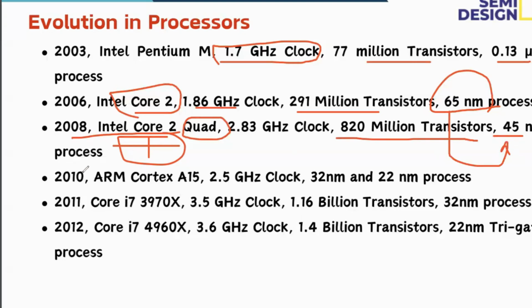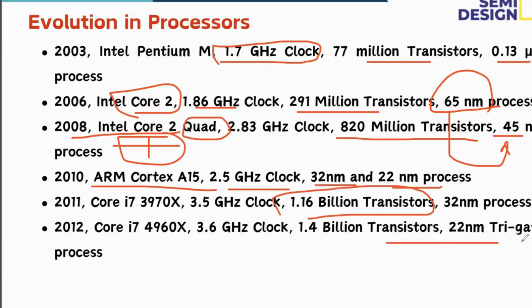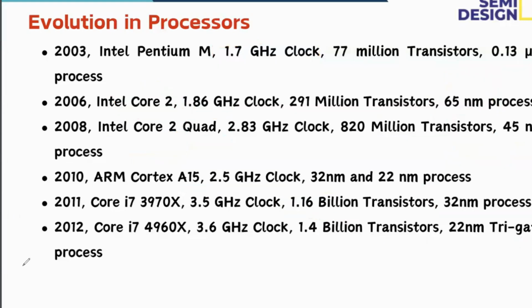And in 2010, ARM Cortex. See the clock frequency and 32 nanometer and 22 nanometer process. Like that, in 2011 and 2012, billions of transistors we are using under 22 nanometer. So these are the different types of processors. All these processors we have already seen in our laptops, mostly in laptops and mobile phones.